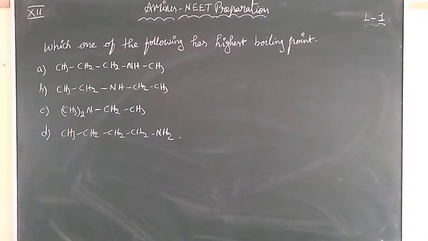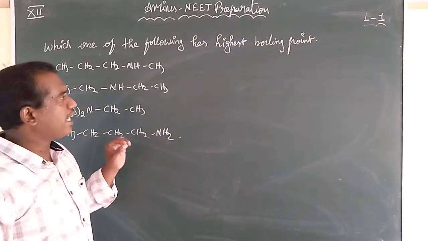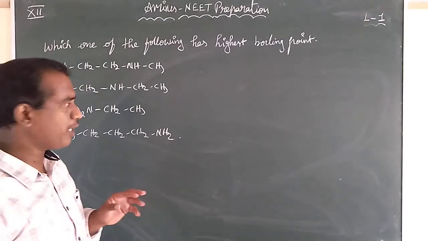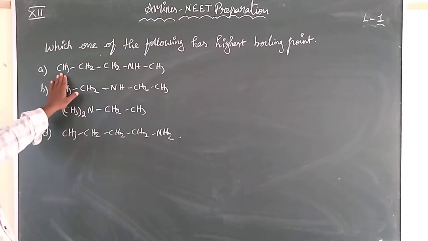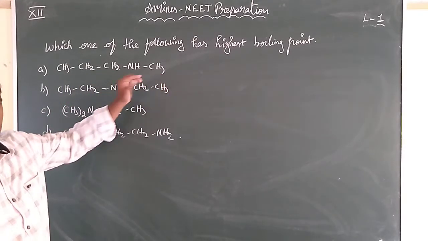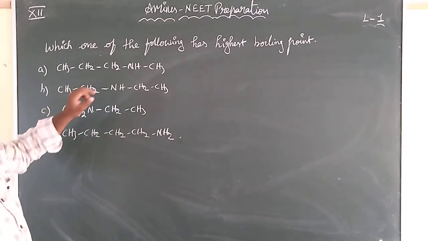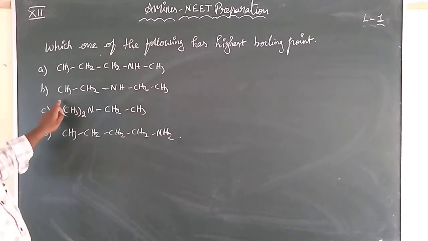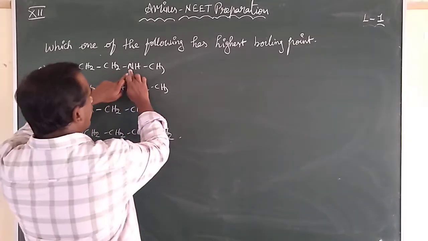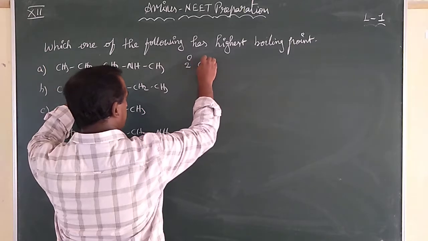Once see the question here, children. One of the questions is given like, which one of the following has the highest boiling point? Option A they have given CH3, CH2, CH2, NH, CH3. Here how many carbons are there? 4 carbons are there, and then we have one nitrogen here. Now option B. What type of amine is that? When a nitrogen is bonded directly to two carbons, it is called a secondary amine.